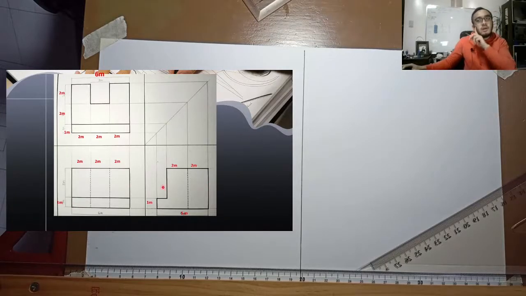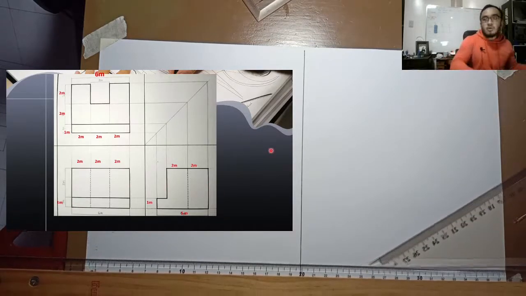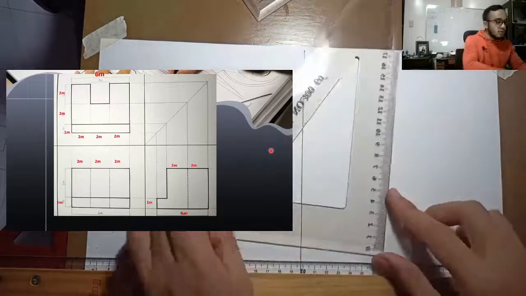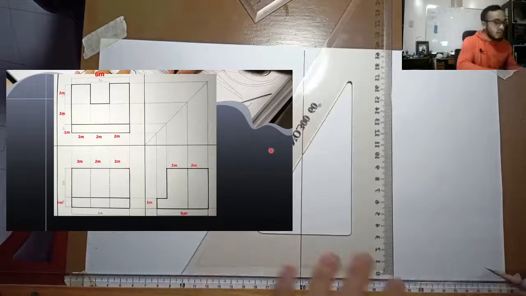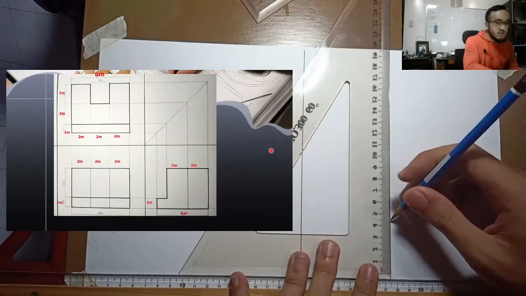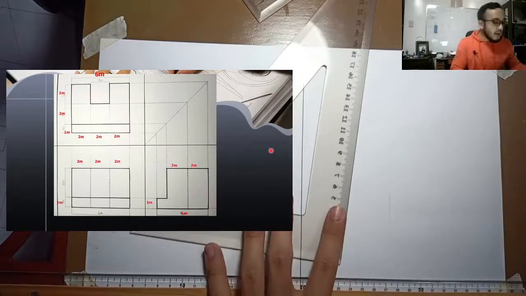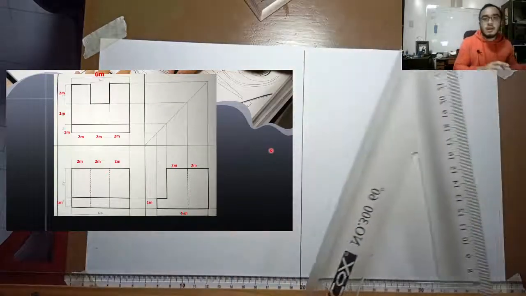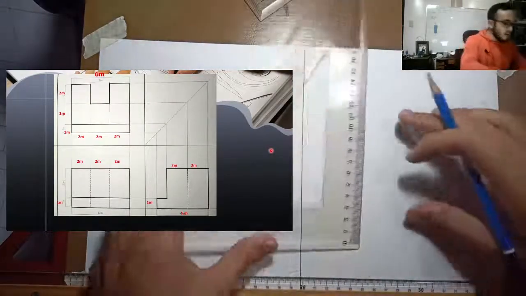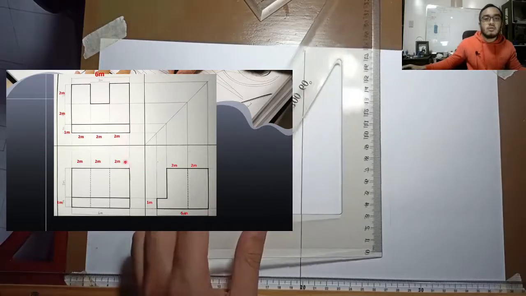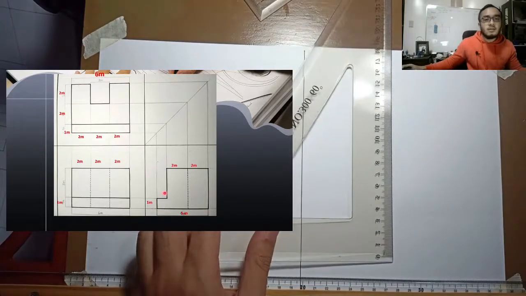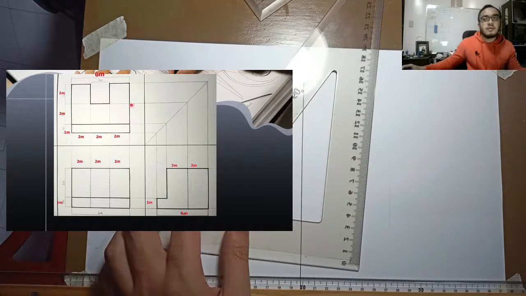So, there. And now, what we have to do here is to draw a vertical line somewhere here. I drew lightly because we would be measuring 4 meters from it first, since 4 meters is our height. So, this would be 4 meters. This is the front view, the right side view, and the top view.